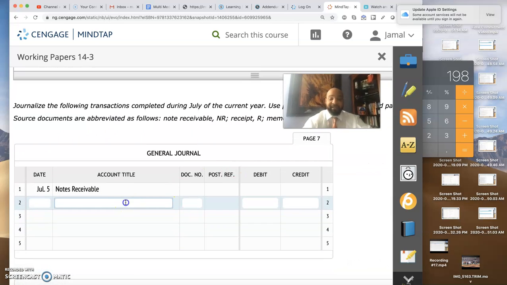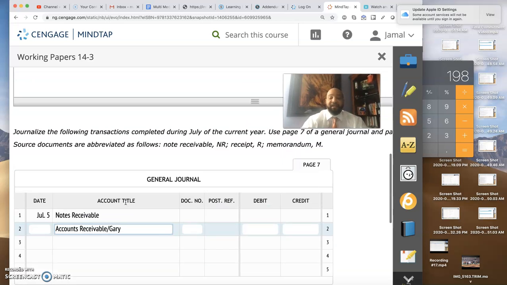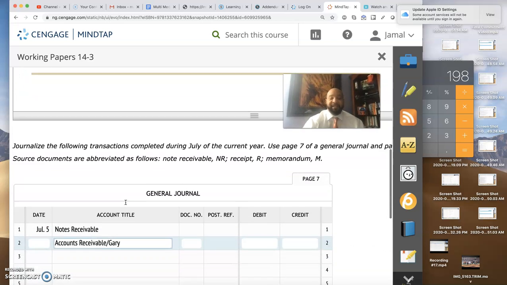So he's writing a note to get an extended time, and we're going to charge him for that with some interest. So it's accounts receivable. Remember, it's always two accounts, and his name was Gary Kinney.